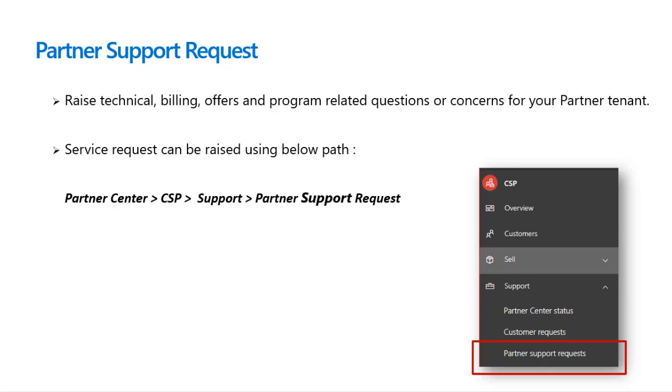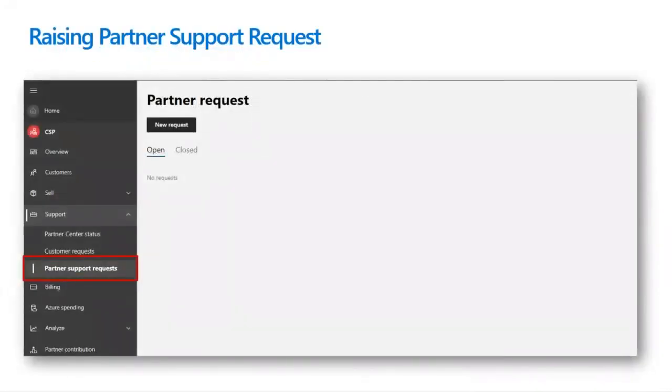We have a left navigation option present under the Support tab called Partner Support Requests. Now, we will be showing you a flow of options that need to be selected while raising a Partner Support Request. Firstly, please expand the Support tab, under which you will be able to see the Partner Support Requests option. Let's select this option.